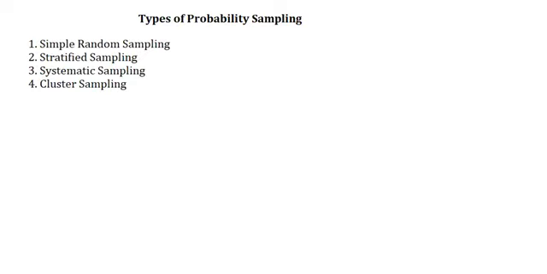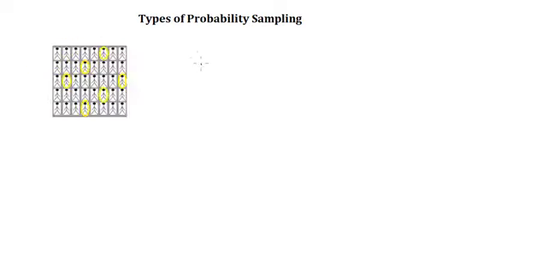A few quick notes about probability sampling before I discuss the different types. Probability sampling uses random sampling techniques to create a sample. For each element in the sample, the probability is known. In principle, every member of our population has an equal chance at being selected for a sample.